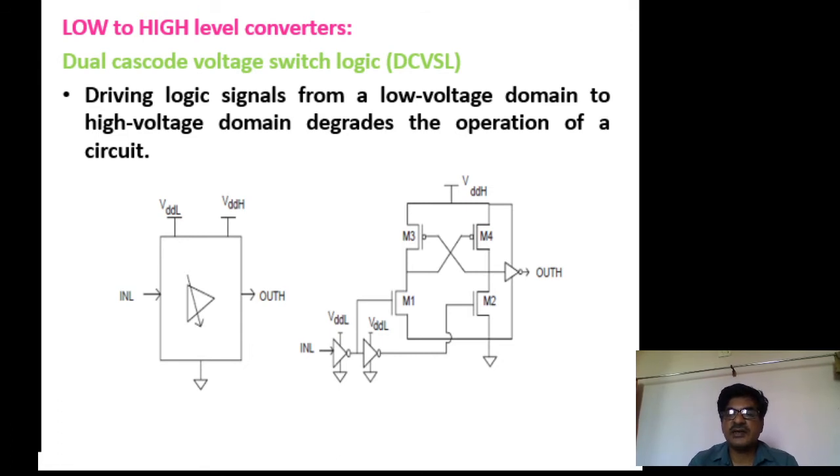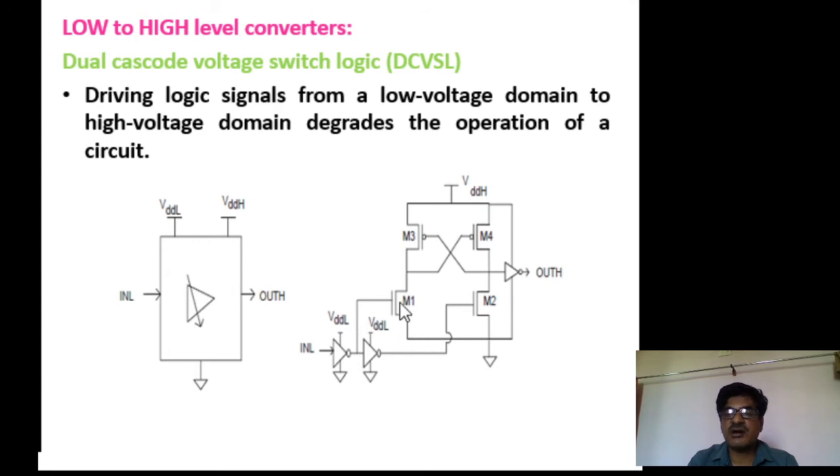Let us see whether it gives the same output or not. Suppose the input is logic 0. The output of the first NOT gate is 1, whereas the output of the second NOT gate is 0. With reference to these output values, the corresponding M1 and M2 transistors are on and off respectively.